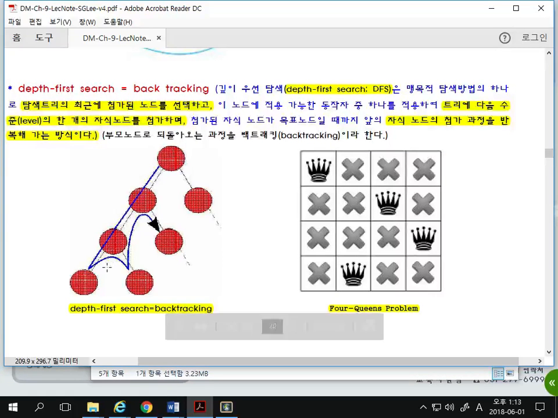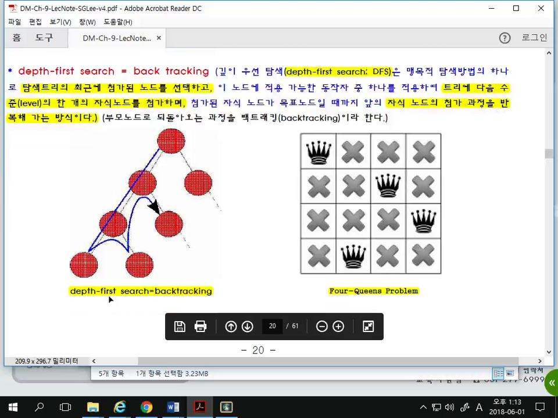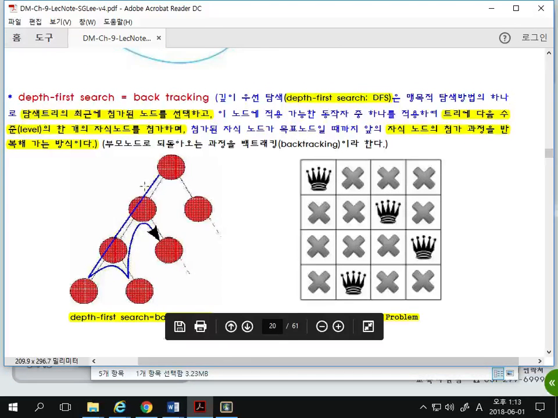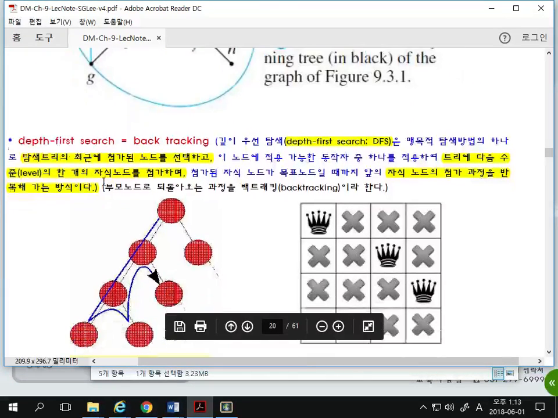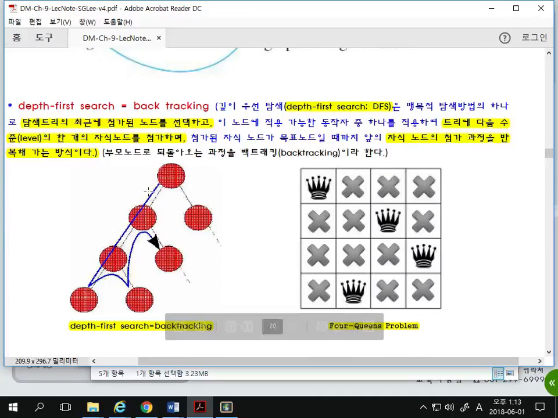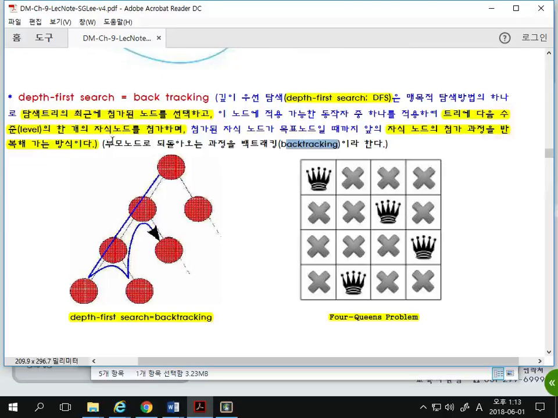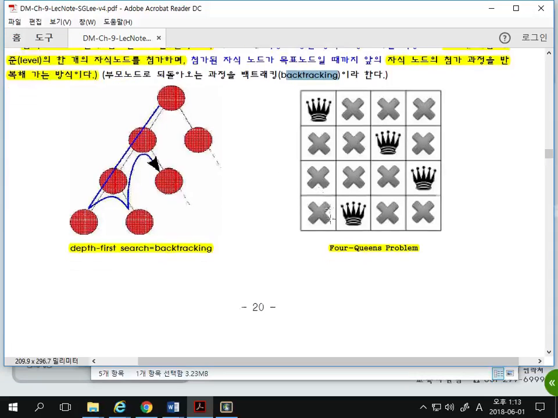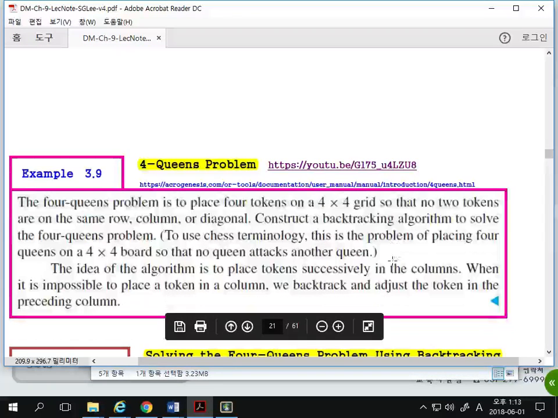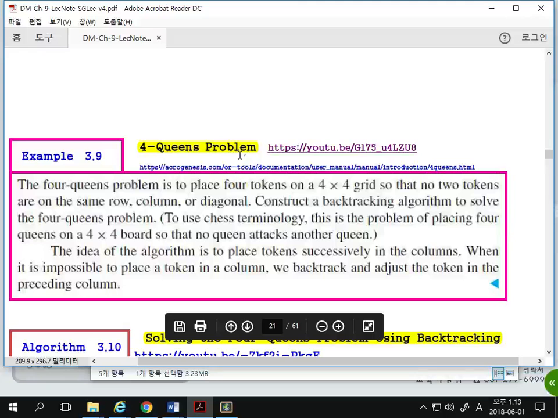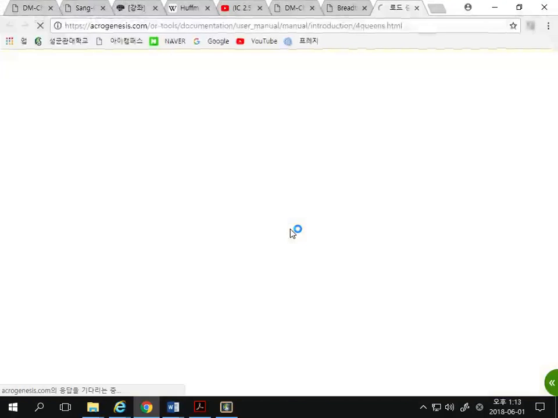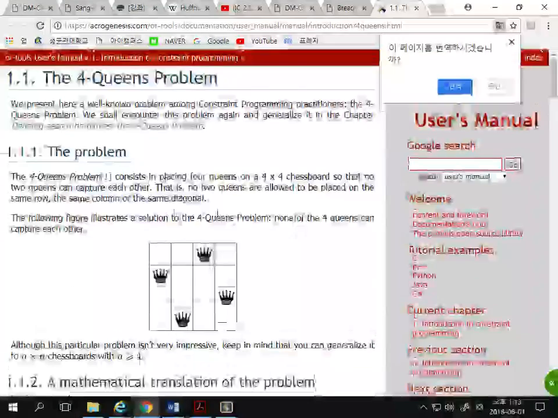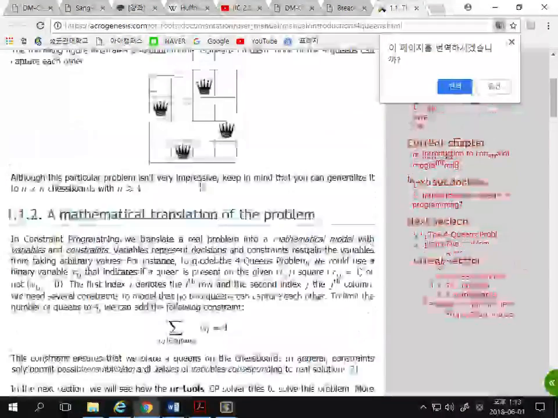So go D first. So that's why it is called the depth first search. So depth first search can be seen in this way, and the concept of backtracking is used here. This algorithm can be used for the 4 queens problem. You must have seen these 4 queens problems, like this, or the n queens problem.